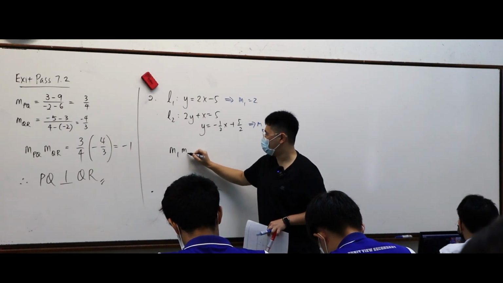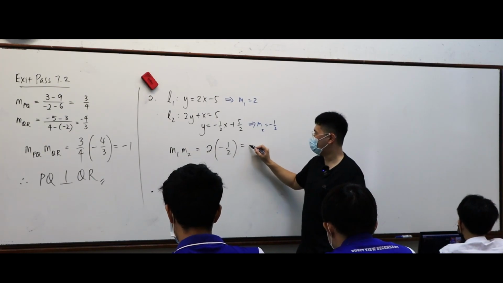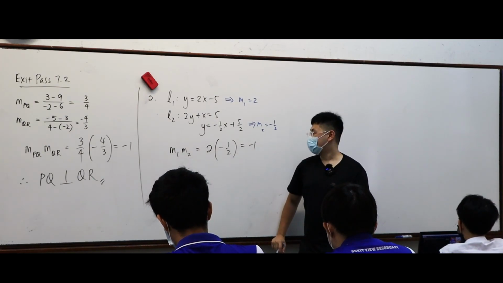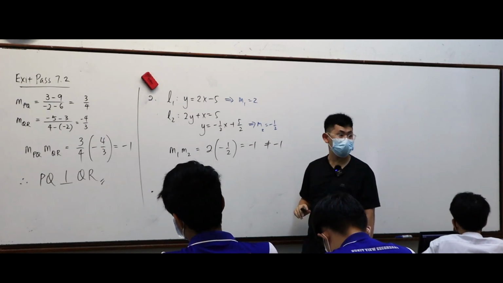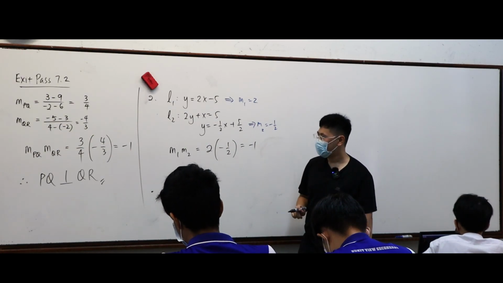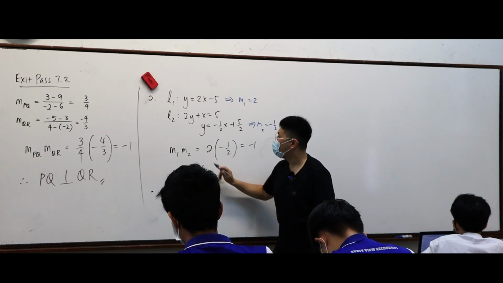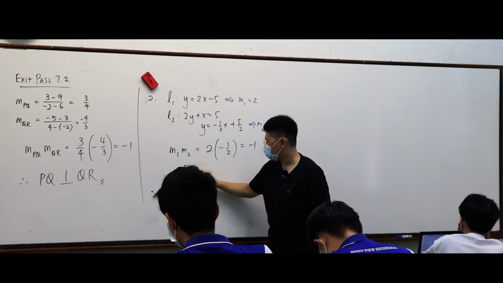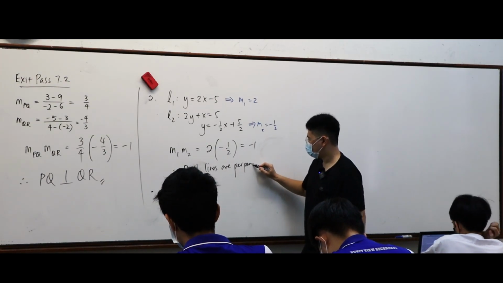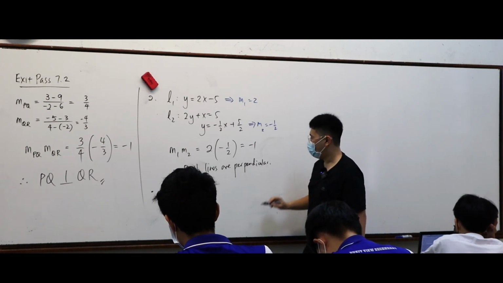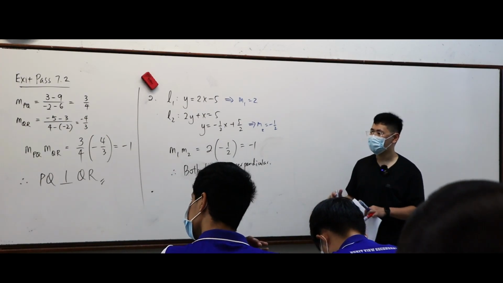Okay, so let's test out our gradients and see. So let's try M1 and M2. When we multiply them together, they get -1. Okay, so if it's not -1, you can straight away add 'not -1' behind. Okay, so because of that, the conclusion is the two lines are perpendicular, or both lines are perpendicular. Or you can put L1 perpendicular to L2 in symbols. Okay?